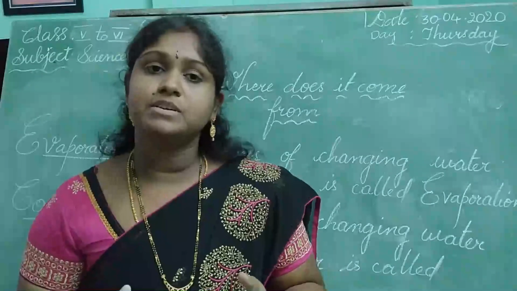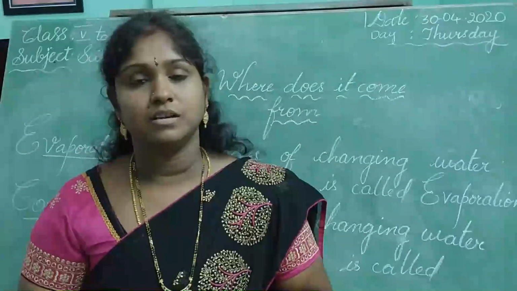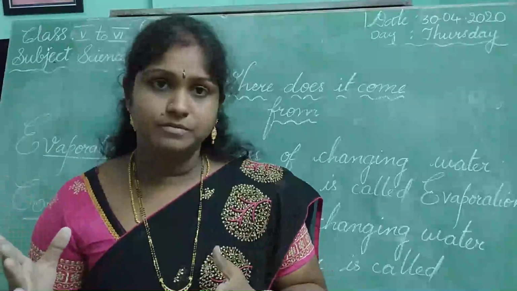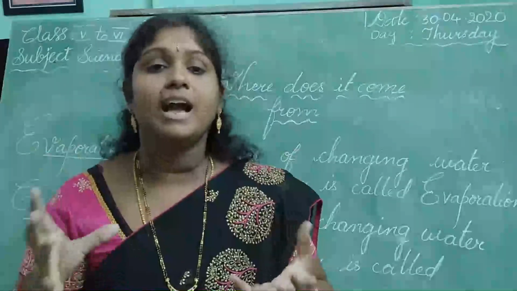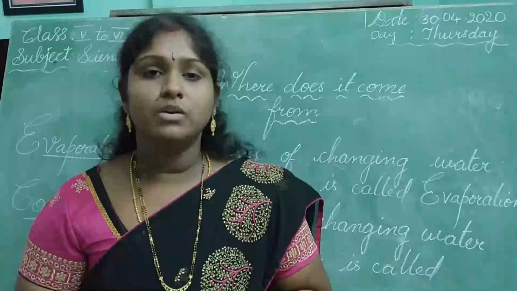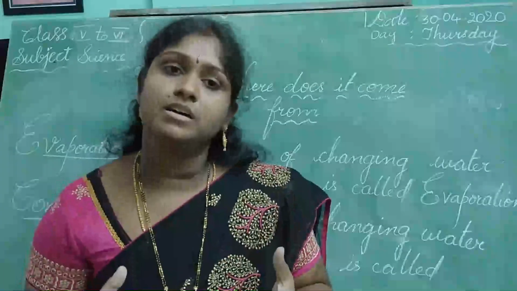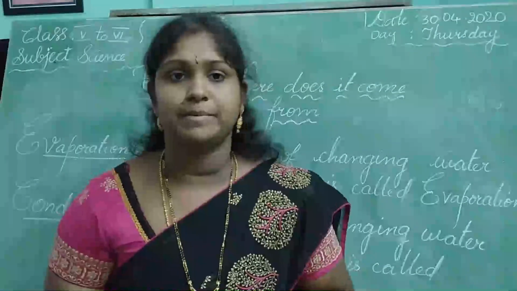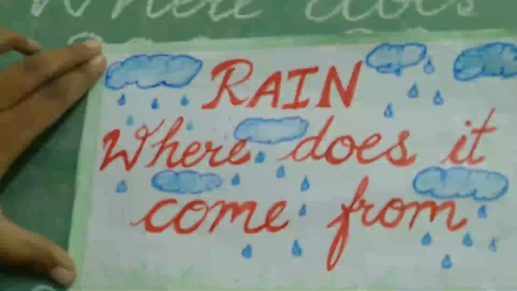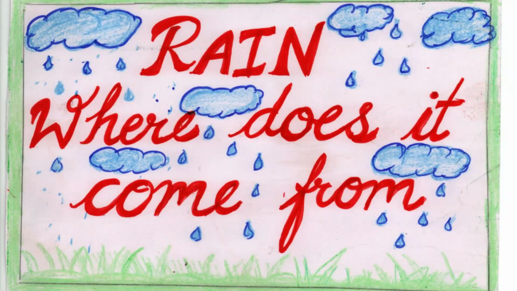We generally observe rain in rainy seasons. The general observation is that if we see a cloud, whether it is cloudy and windy, then we can say that it is going to rain. So now we are going to learn this topic in our chapter, rain, where does it come from? Today's lesson is rain, where does it come from?